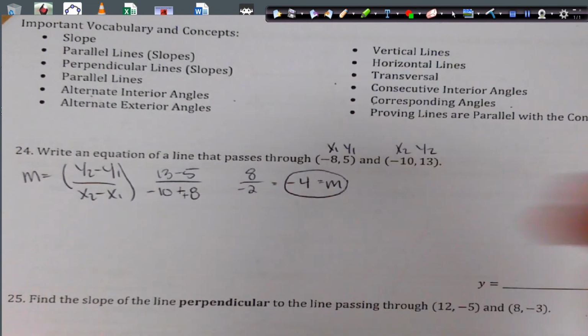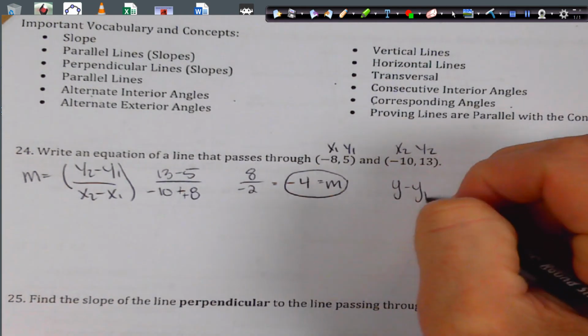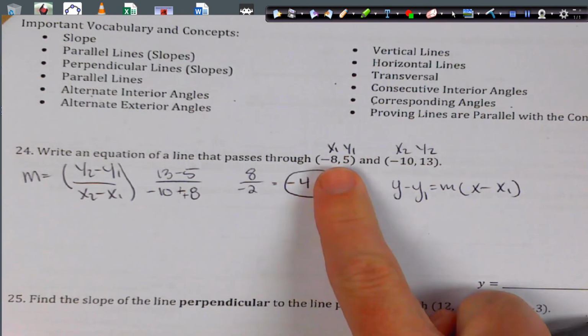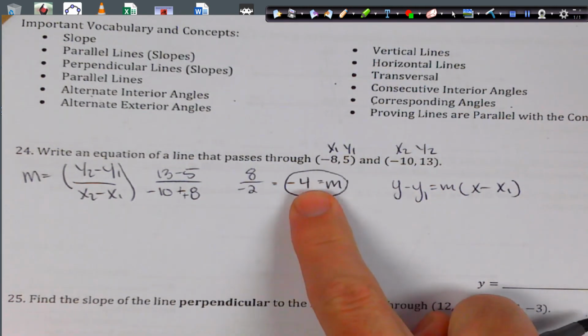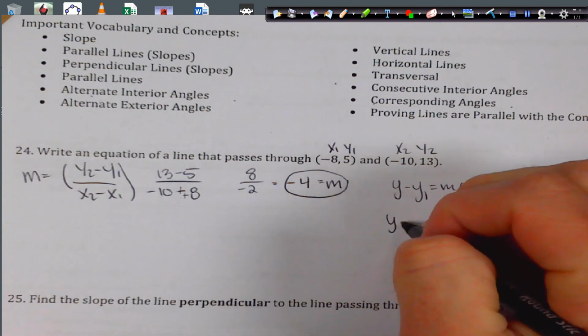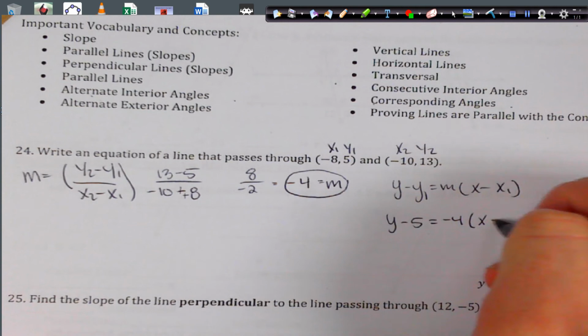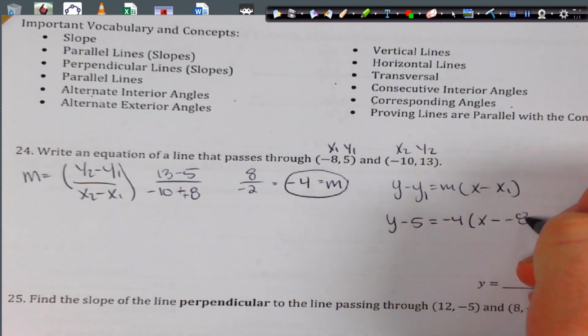Okay. We're going to use point-slope form and plug this guy into here. I'm going to use point x1, y1 and our slope. So instead of y1, we're going to put in 5. Instead of the slope, we're going to put in negative 4. And instead of x1, we're going to put negative 8.